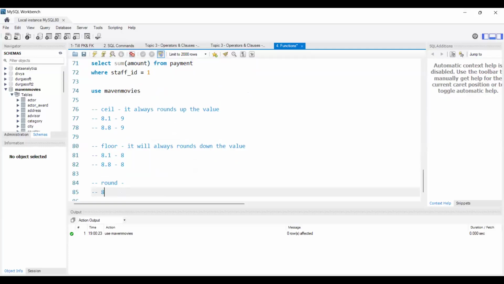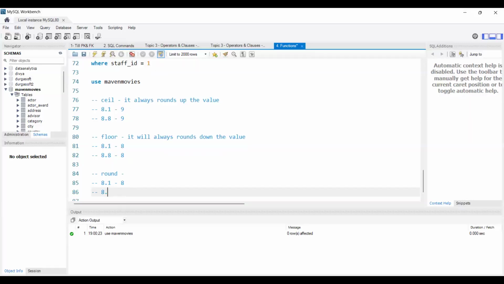When it comes to round, if it is 8.1, we will round to 8, right? And if it is 8.8, the answer will be 9. Basically, whenever we are using round, we round to the nearest value. If it is 8.5, we round it to 8 only. From 6, 7, 8 and 9, we round it to the next value.